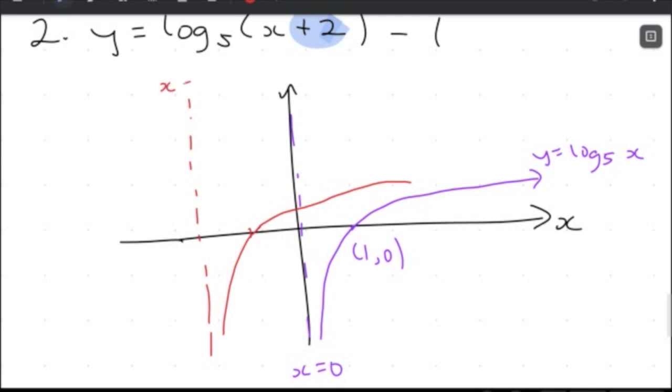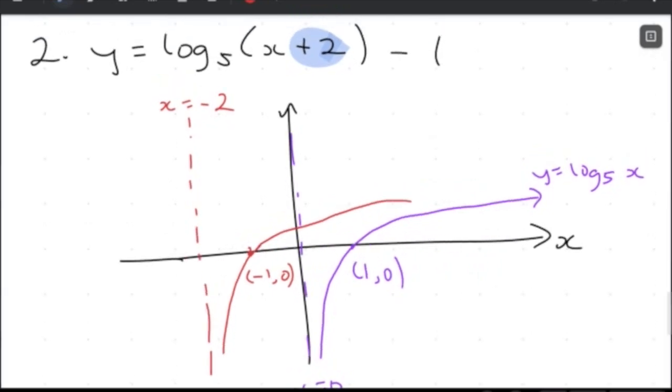So my asymptote has gone 2 units to the left. It's now the line x equals -2. And my intercept has now gone 2 units to the left. So from 1, 2 units to the left gets me to -1. And I still am at 0 here. So I have done the first bit, this bit I've highlighted in blue up here. So this is the graph y equals log to the base 5 of x plus 2.